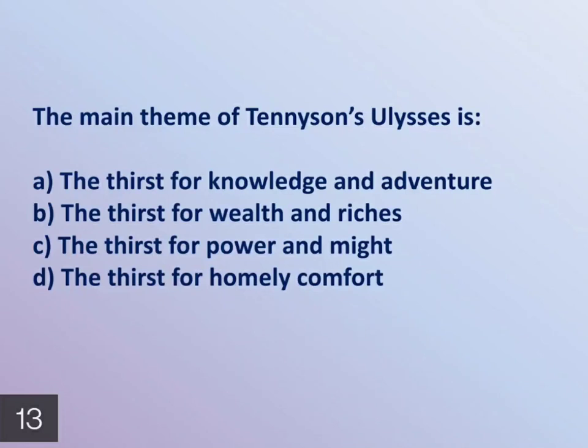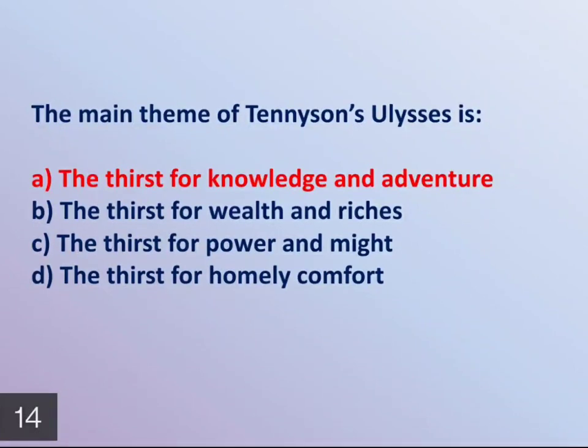The main theme of Tennyson's Ulysses is the thirst for knowledge and adventure, the thirst for wealth and riches, the thirst for power and might, the thirst for homely comfort. So the only thing that is the main theme here is that he yearns for knowledge, he yearns for adventure. So the A option is correct, the thirst for knowledge and adventure. He does not want wealth, he does not want power or to rule over his kingdom. He thinks Telemachus can do it better than himself, and he is not even thirsty for remaining at home, because there is a line in the poem, I have become known for always roaming with a hungry heart. So that is why this is the correct option.